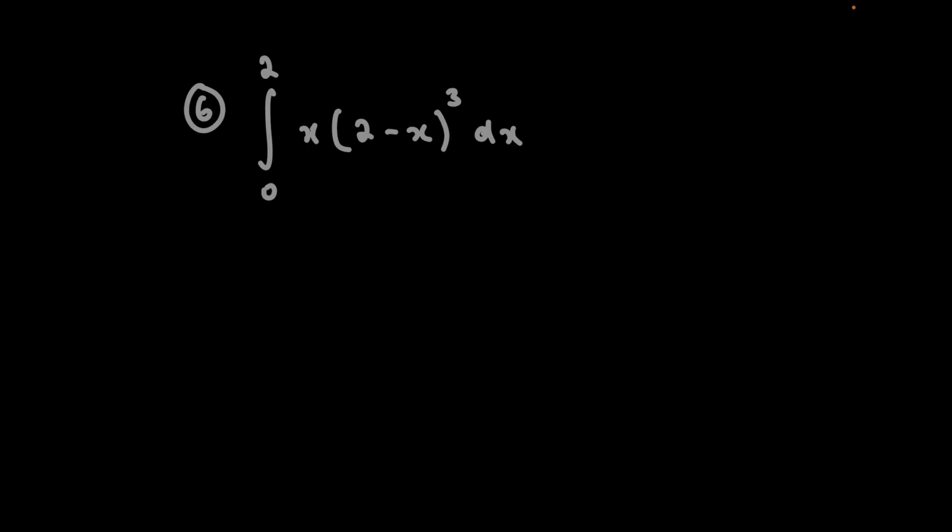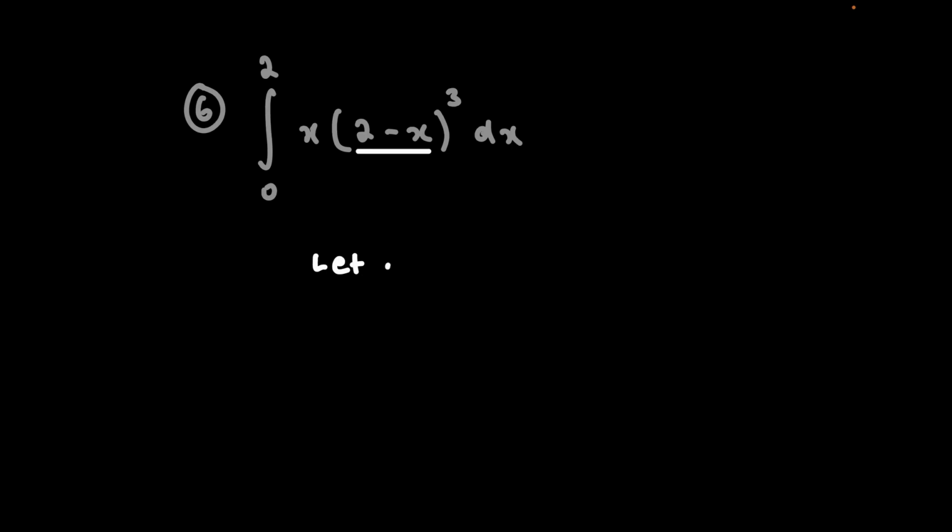Okay, last but certainly not least, we have a definite integral to close it off. We have the integral from 0 to 2 of x times 2 take x to the power of 3. So pause the video, give it a go, and I'm going to go through it right now. So the more complicated thing is the 2 take x. So say it with me.